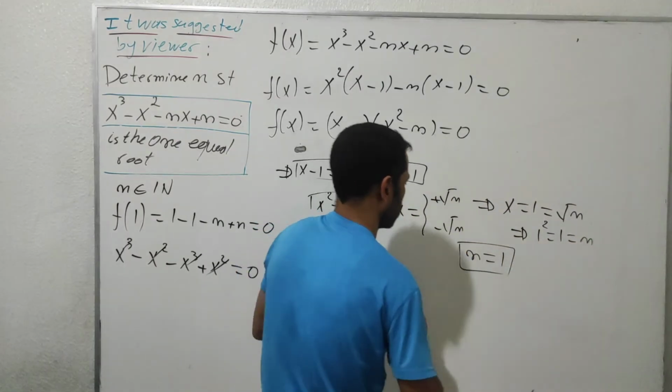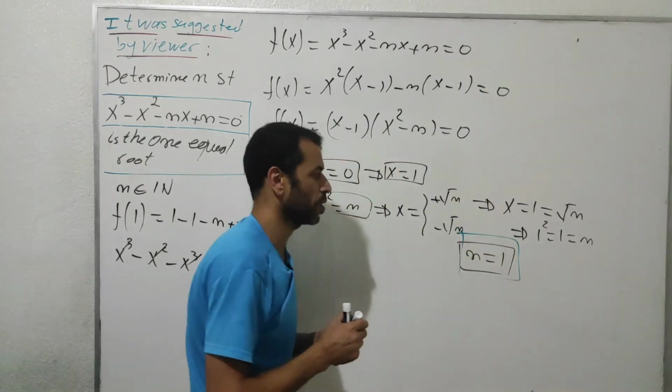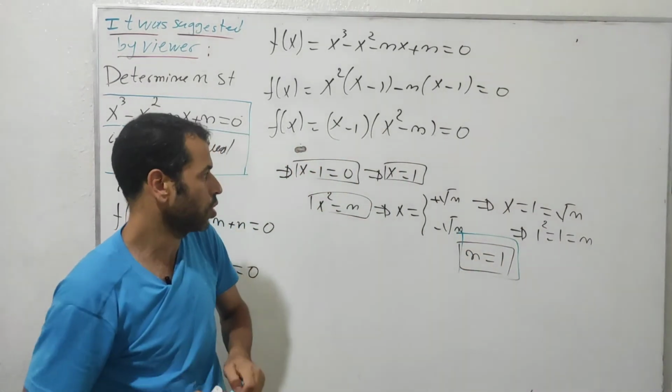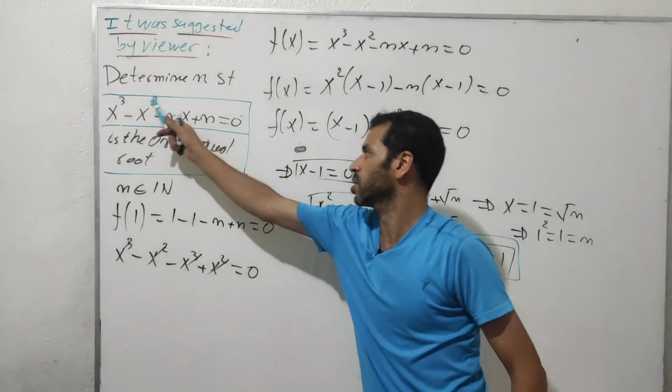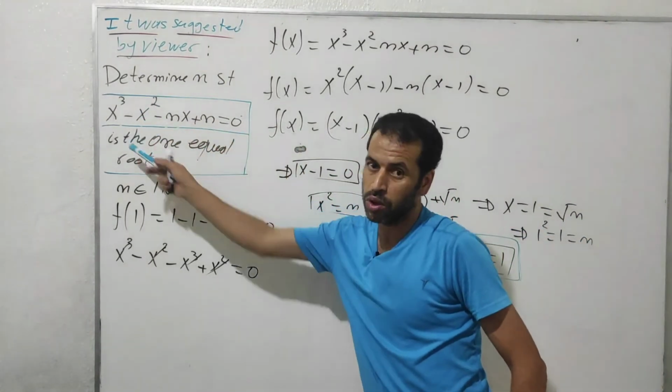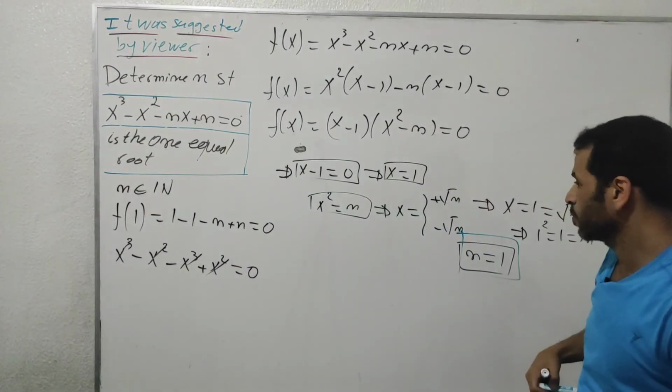This is the right value of n which makes this polynomial have only one root. So n equals 1 is the only condition which makes this polynomial accept only one root, which is x equals 1. Okay, I have ended this video.